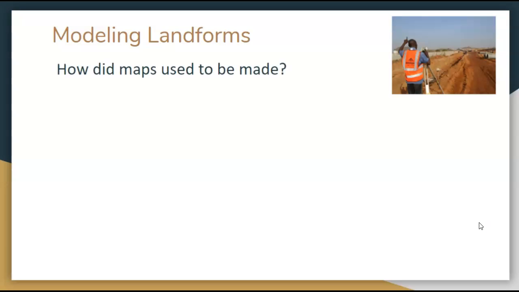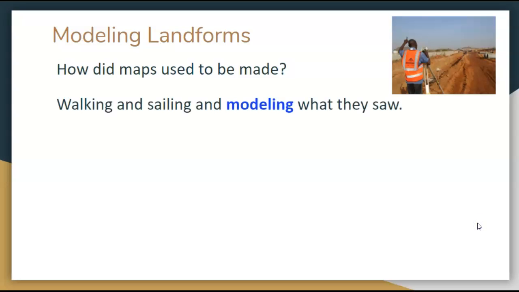How did maps used to be made? Well, believe it or not, they were made by walking and sailing and modeling what they saw. So as they walked or sailed, they drew what they saw as a map.